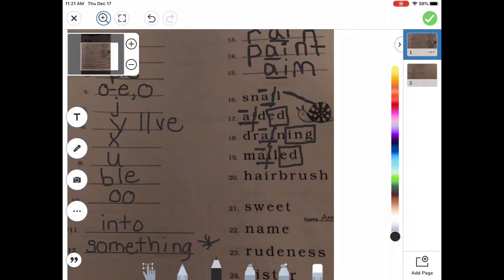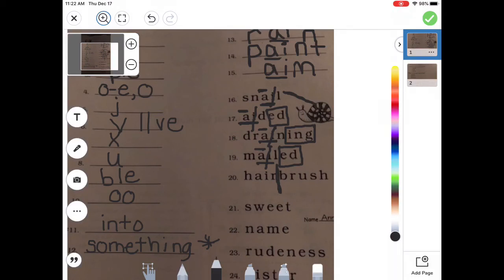So L, mel, and then add the ed. Meld, meld. And so that ed makes the D sound. And our last one, this is one of those compound words. So I need to figure out where the first word and second word begins, and it's right here, so I break it apart. Now I can code the rest of the word.